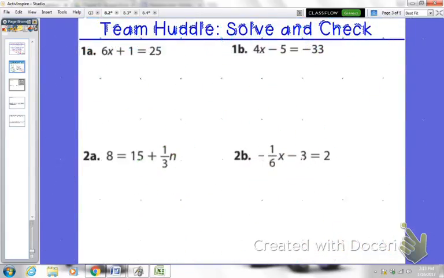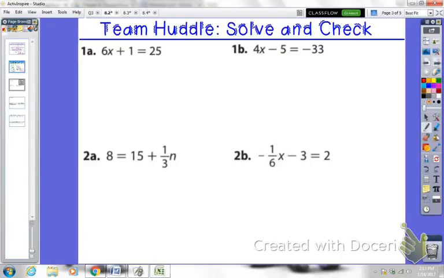All right, these are some team huddles. Again, I won't do all of them, but I'll show you the answers. Let's solve 2b together, and then I'll display the answers for the other three.